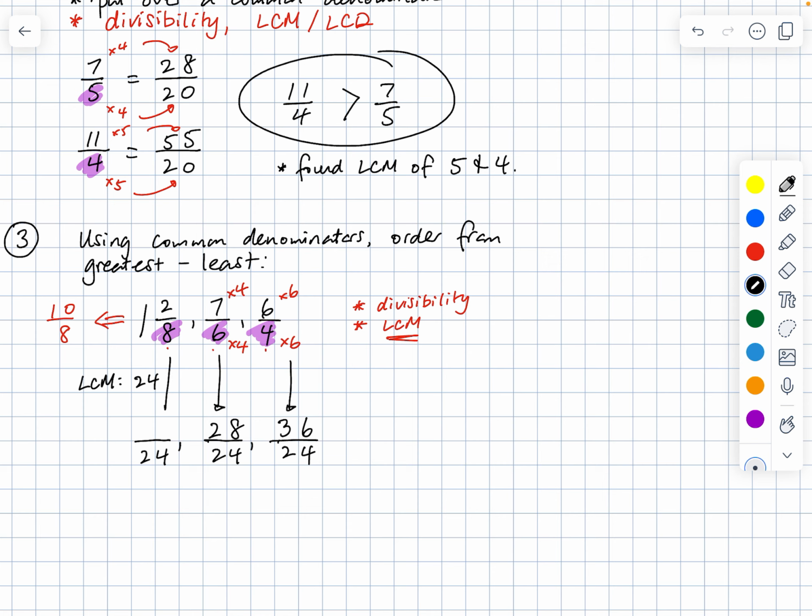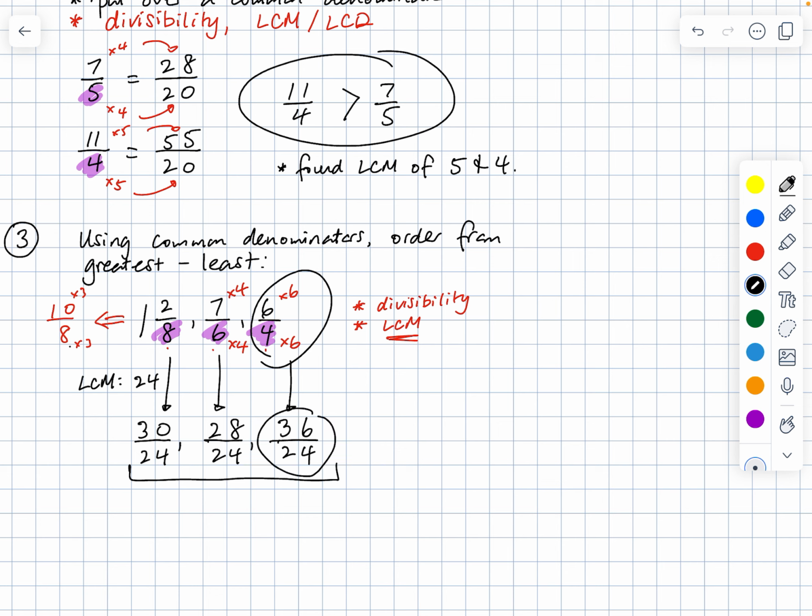The last one here, I'm going to use the 10 over 8. How do I get from 8 to 24? 8 times 3 and 10 times 3. So the last one is going to be 30 over 24. So those are all of the fractions converted to a common denominator. Then I can see which one is the biggest one. The biggest one is going to be this one, which is 6 over 4.